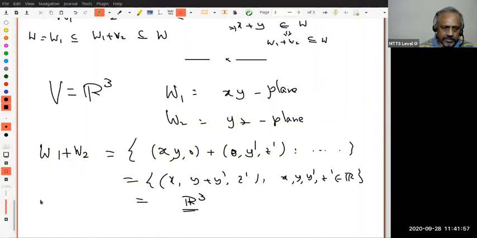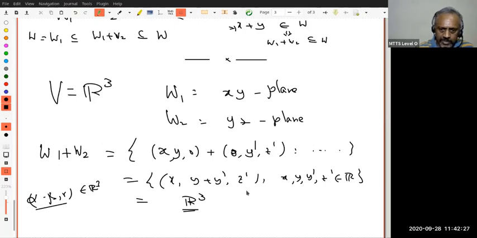Right? Because you give me anything (alpha, beta, gamma), I can take x equal to alpha. I want to write it as a sum of two vectors. That means I have to find x, y and y', z'. These are the unknowns. This is given in R3. Can I write it as a sum of two vectors, one vector from W1, one vector from W2? That's what I'm answering. So if I take a vector in W1 plus W2, it is of this form.